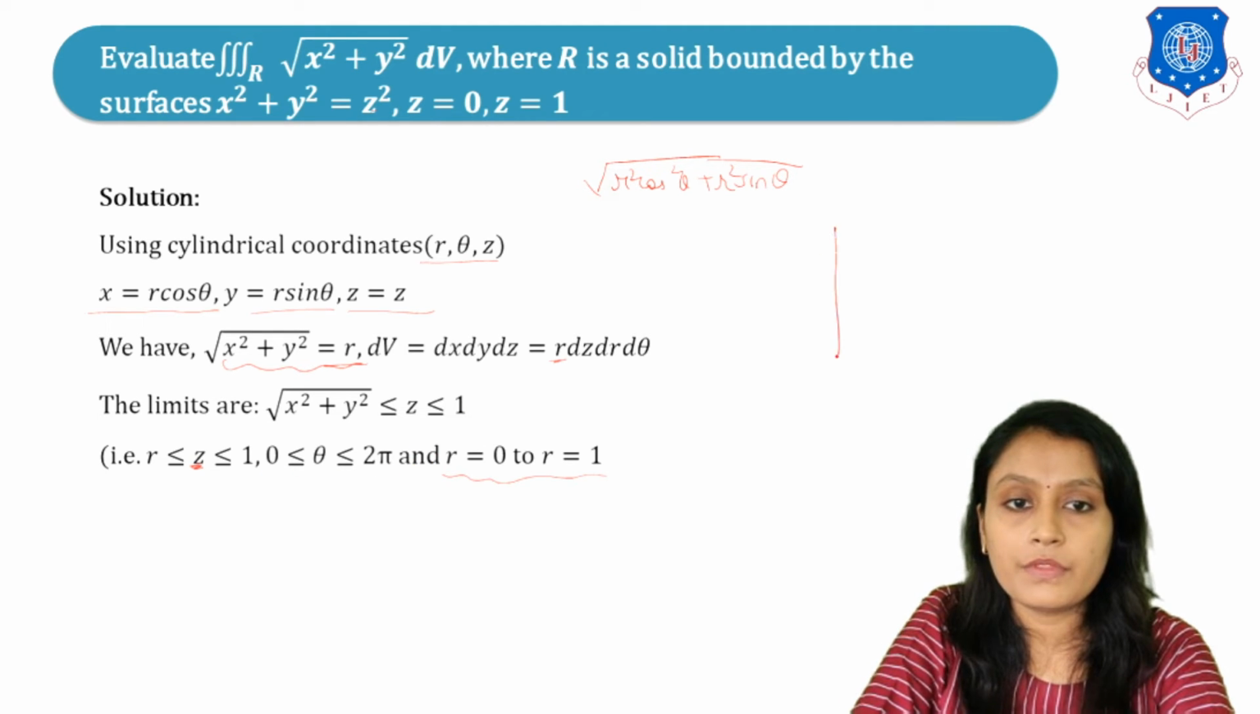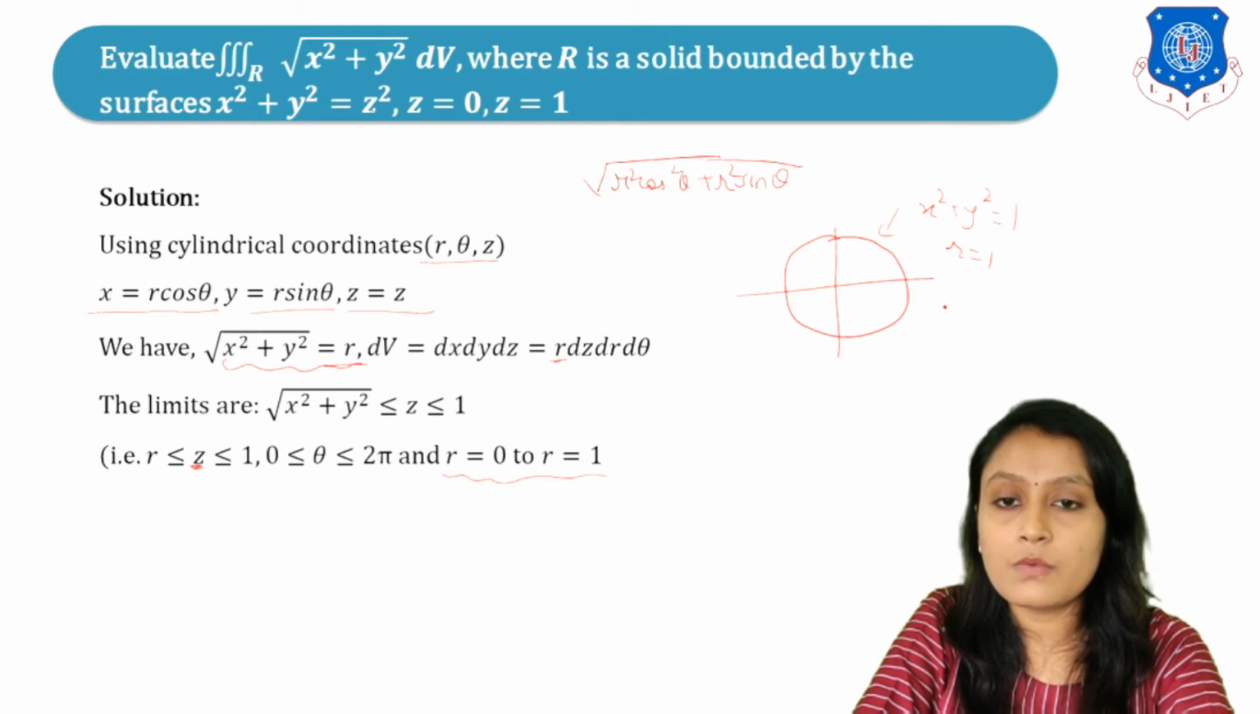Okay, now here we have this circle x square plus y square is equal to 1. So this is the circle, r is equal to 1. So the limit of r will be what? r from 0 to r is equal to 1.